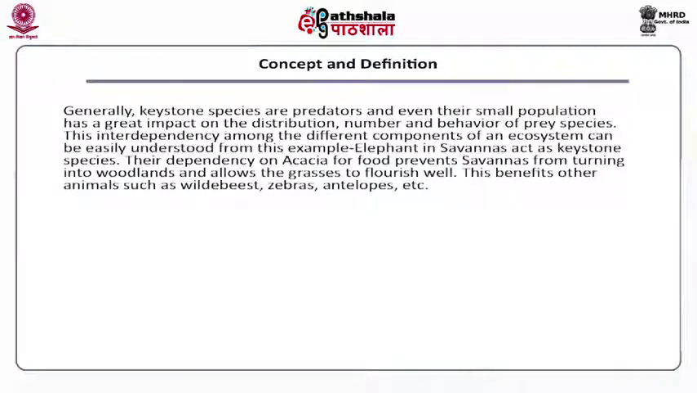Let me give you one example. Elephants in savanna act as keystone species. How do they act as keystone species? Let me describe that. Their dependency on acacia for food prevents savanna from turning into woodlands, because if elephants would not feed on acacia, then everywhere there will be acacia, and there will be no more grasslands, rather these will be woodlands. So these elephants, by feeding on acacia, allow the grasses to flourish well.